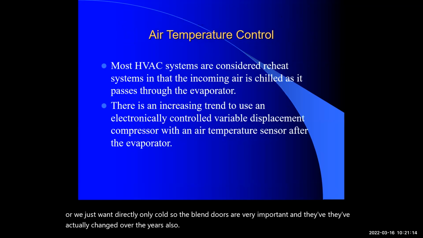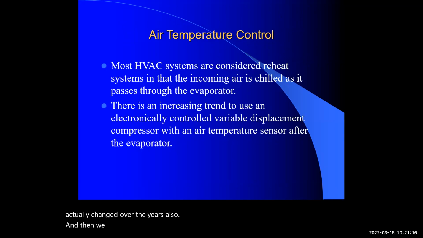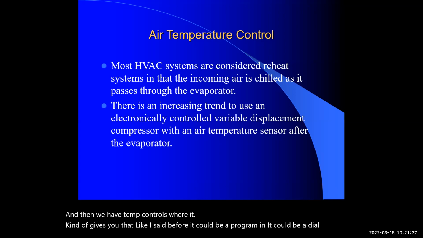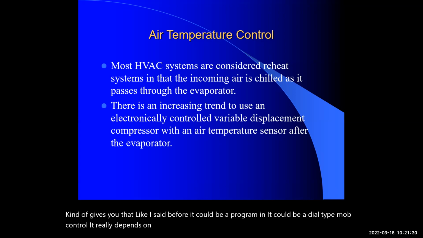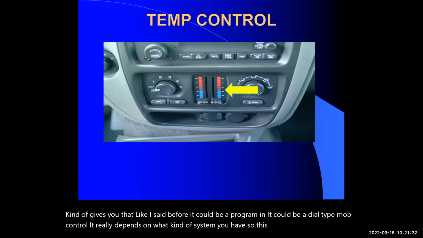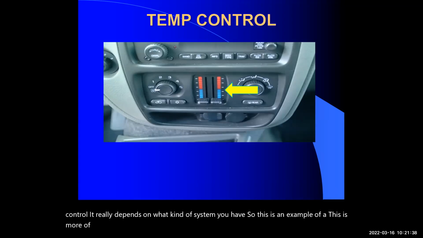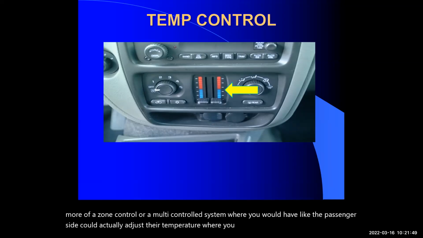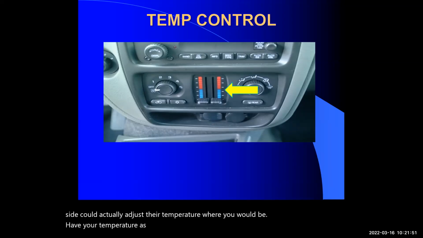And then we have the temp controls, like I said before, it could be a program-in, it could be a dial type control. It really depends on what kind of system you have. So this is an example of a zone control, or a multi-control system, where the passenger side could actually adjust their temperature, and you would have your own temperature as a driver.